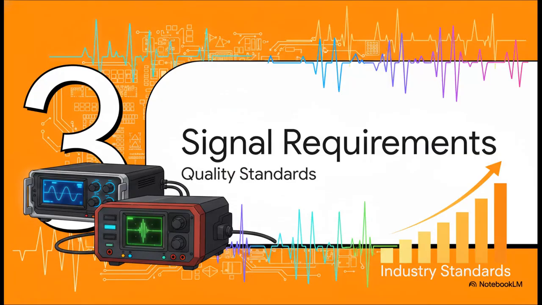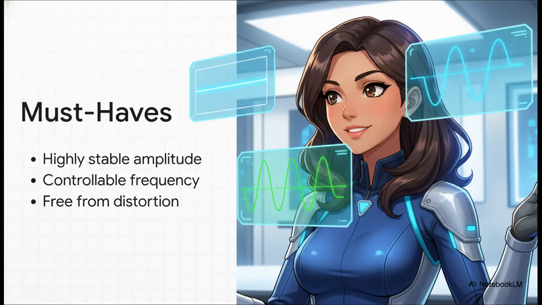Section 3. Essential signal requirements. For a signal generator to be considered truly reliable, there are 3 non-negotiable must-haves. First, it needs a highly stable amplitude. When you change the frequency, the amplitude shouldn't be bouncing all over the place. Second, it needs a smoothly controllable frequency. And third, the signal must remain completely free from internal harmonics and distortion. In the world of electronics, precision is literally everything. If your source signal is flawed right out of the gate, your testing results are completely useless.